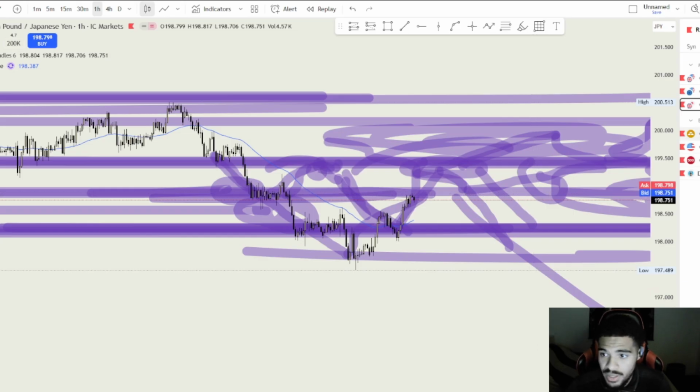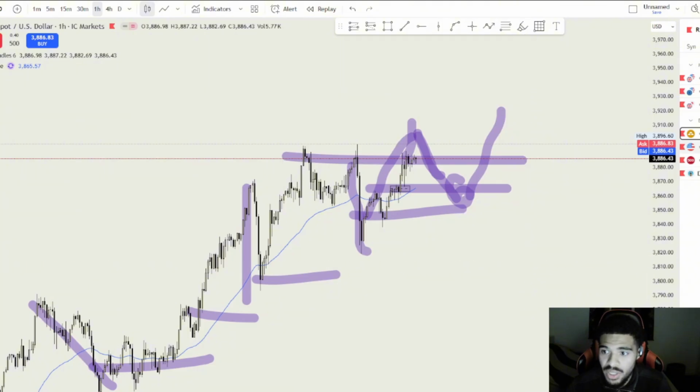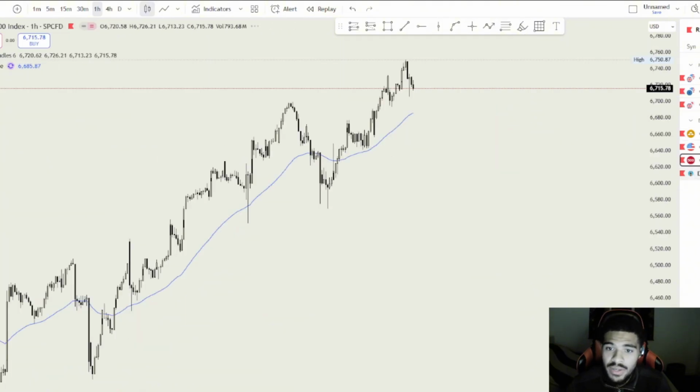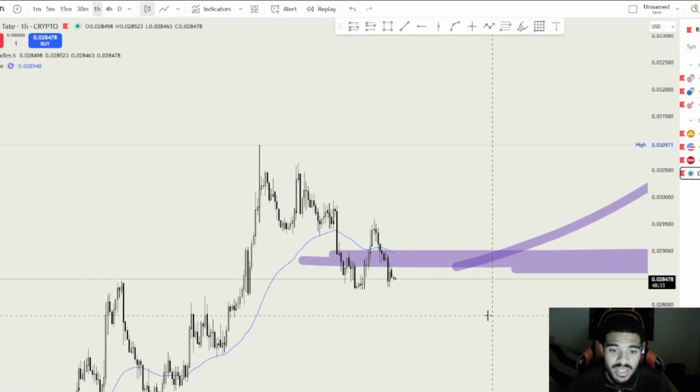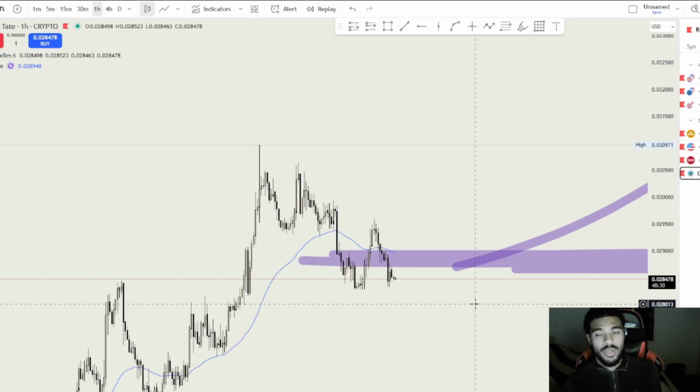Very good read. And then gold, obviously bullish. Leave it alone, and then Daddy Tatecoin, basically put in a buy and just pray. Crypto.